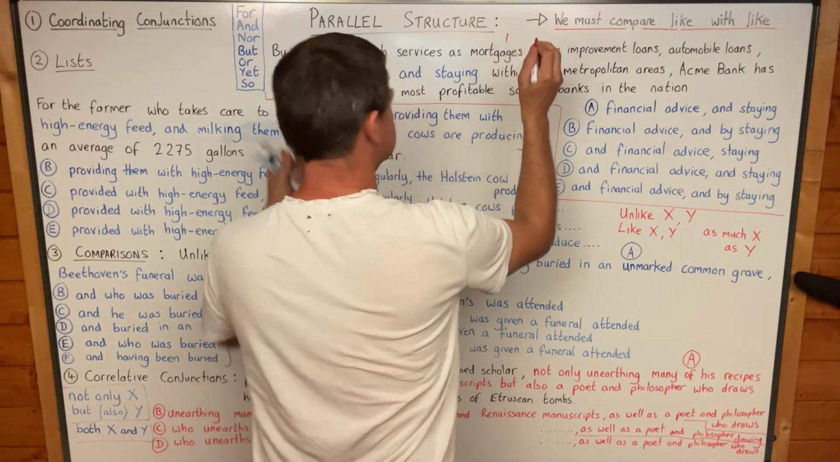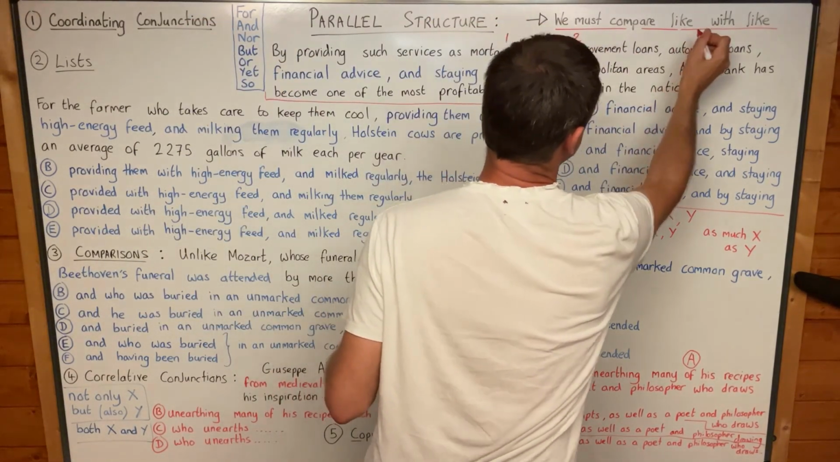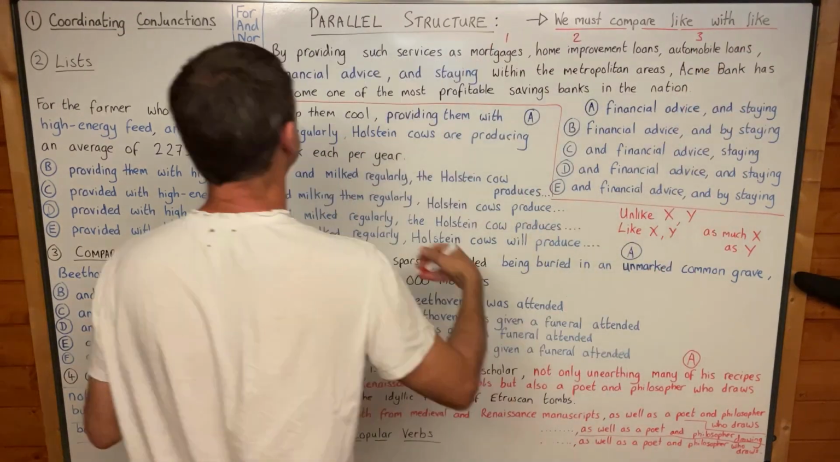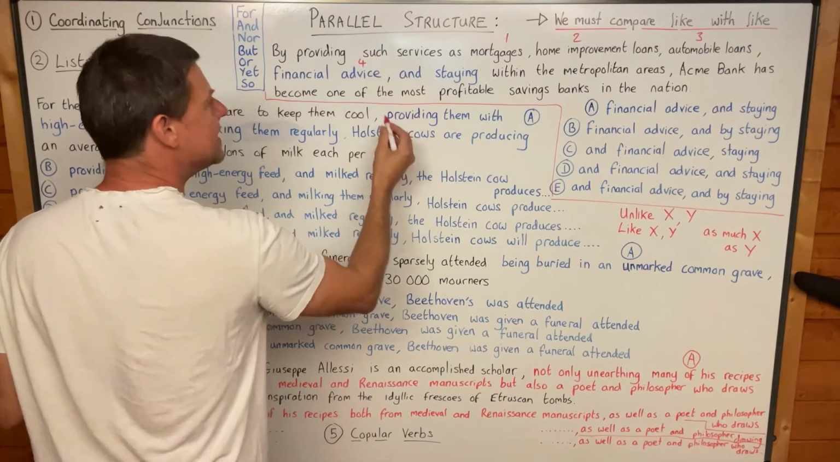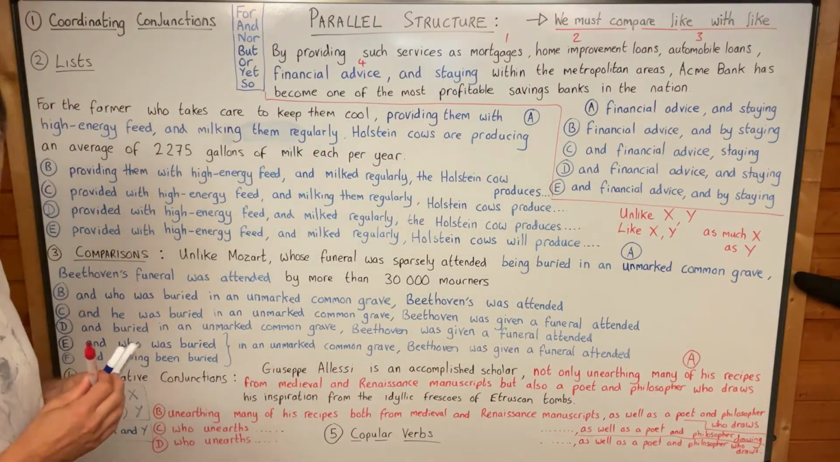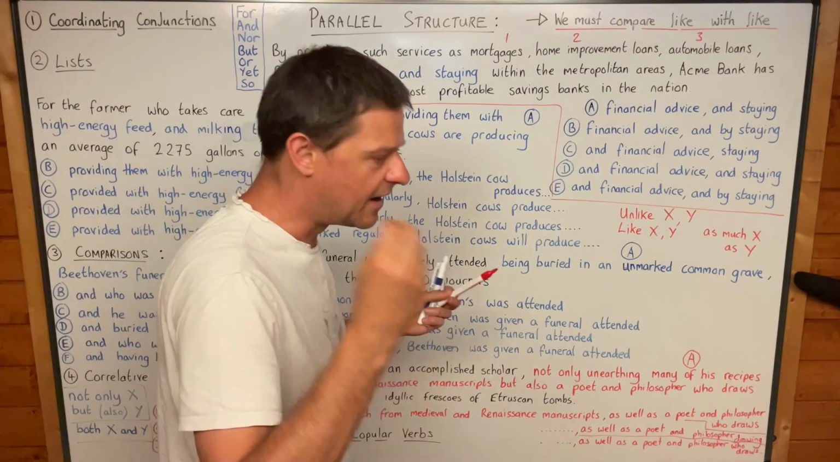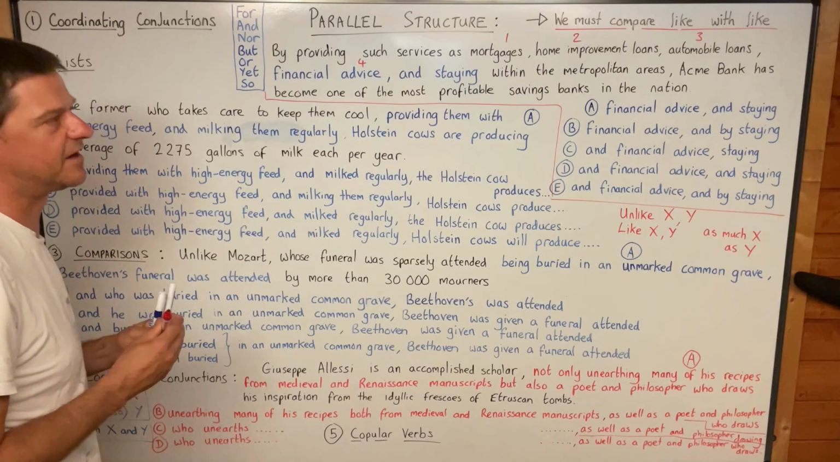There's the first item in the list. We've got such as mortgages, home improvement loans, automobile loans, and financial advice. The staying is not part of that first list, and so we have to be careful. We have to make sure the listener understands that.